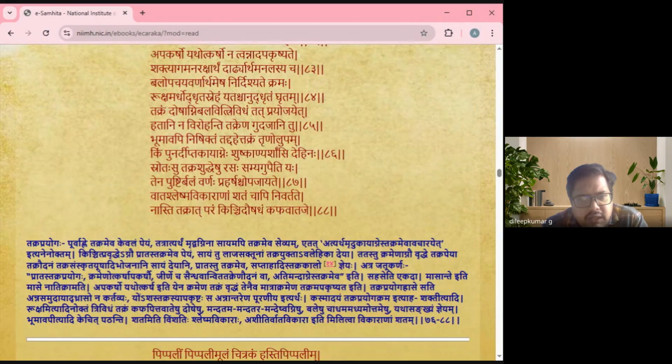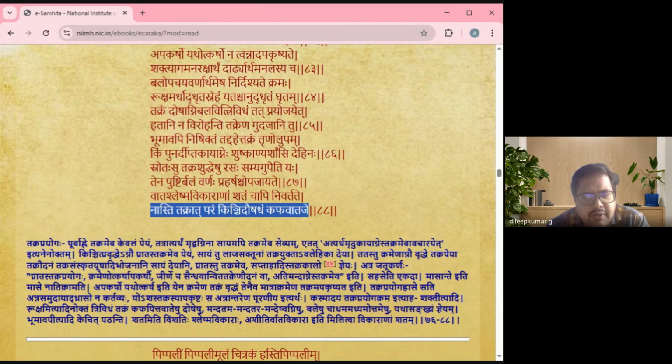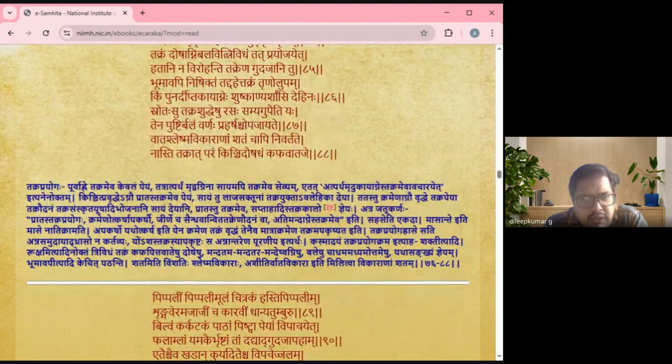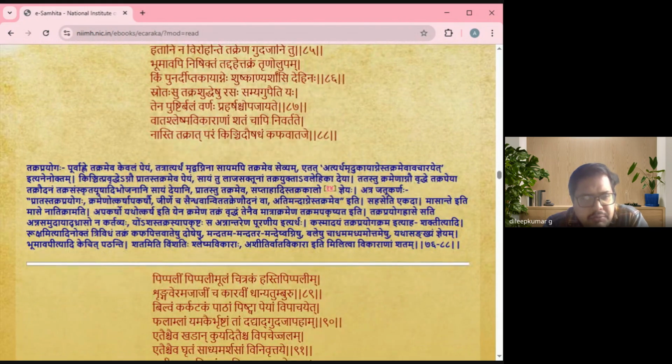Nasti takrat param kinchid aushadam kaphavartake. This may be an entrance point. So there is no other medicine than takra, especially to treat kaphavataja diseases. Especially kaphavataja Arshas, or any kaphavataja disease, takra is the best treatment. Nasti takrat param kinchid aushadam kaphavataja, means there is no other medicine superior to takra in treating kaphavataja diseases, especially Arshas.